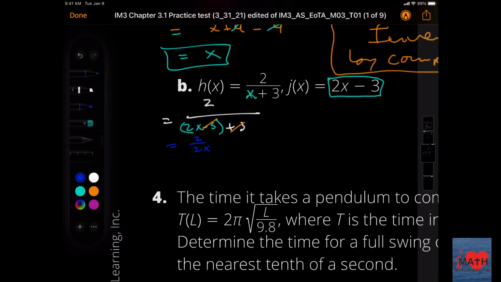So you're just left with 2 over 2x. Okay, pay attention. This is so simple, a lot of students miss this. The factors of 2 are 2 and 1, 2 times 1. So when I cancel the 2's, the answer is not just x, the answer is 1 over x.